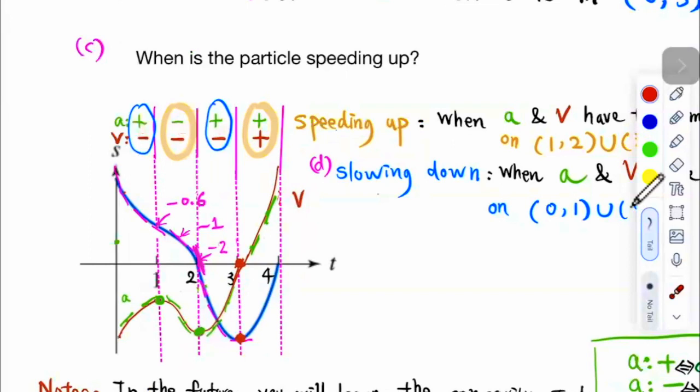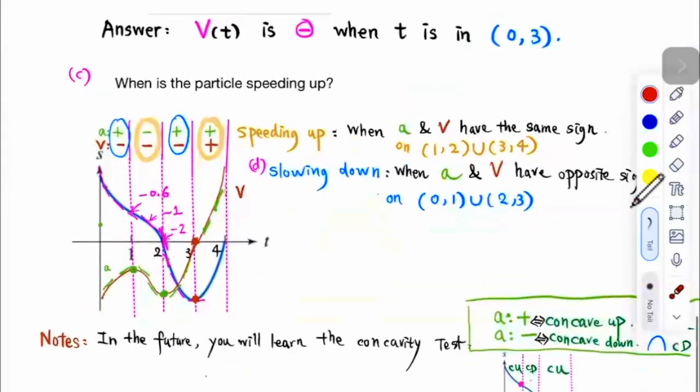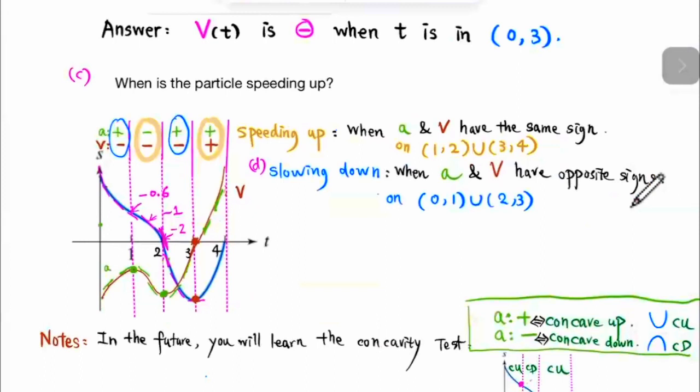Okay. Now in the future, we talk about the concavity test. So when the graph is concave up, kind of like this way, then the acceleration will be positive. When the graph is concave down like that, the acceleration will be negative. So when the graph for the position function is concave up, then it is positive acceleration. Concave down, then it is negative acceleration.